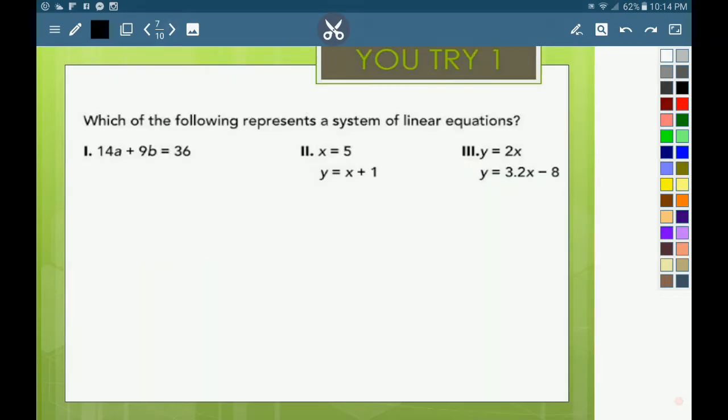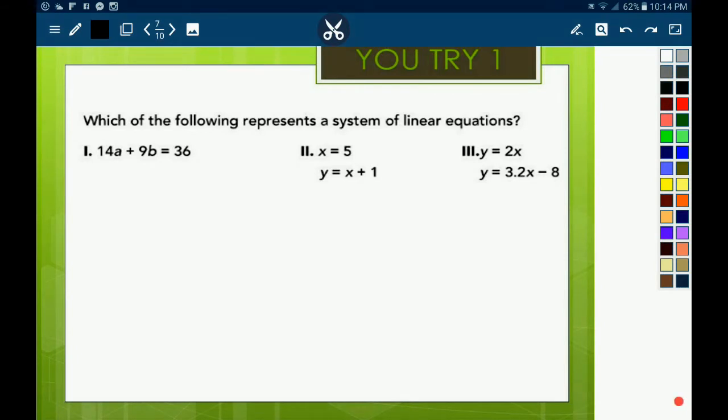Let's see how you do on your U-Try. All you're doing is identifying which are system of linear equations.